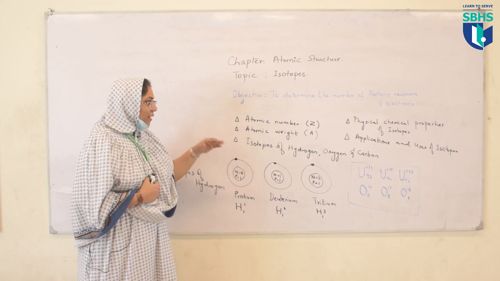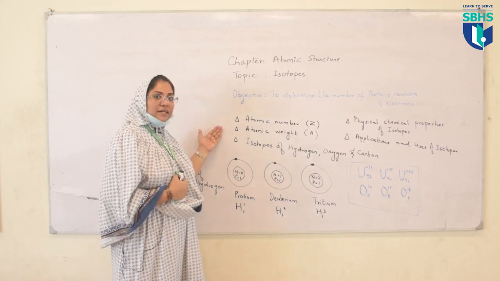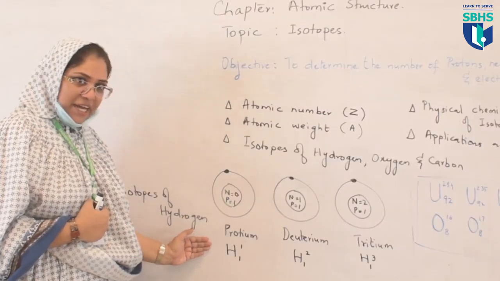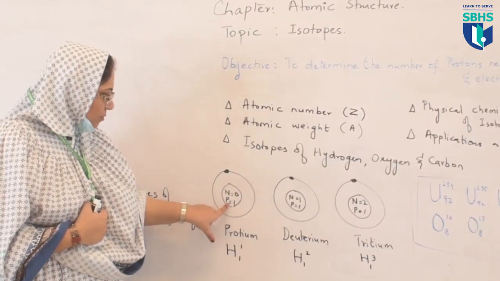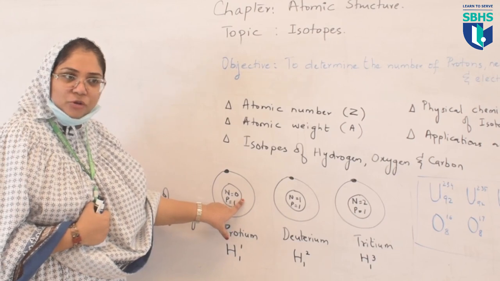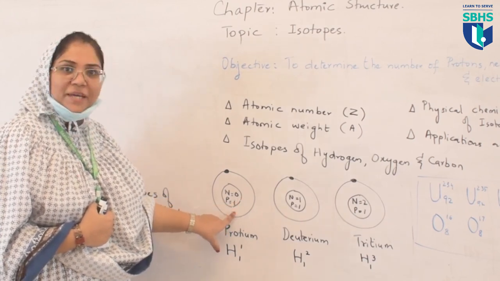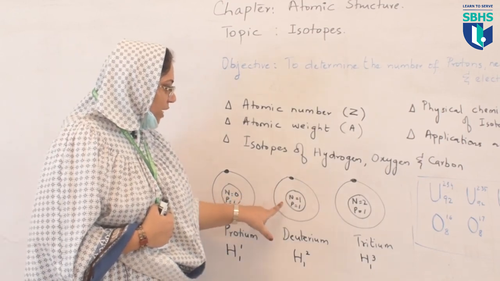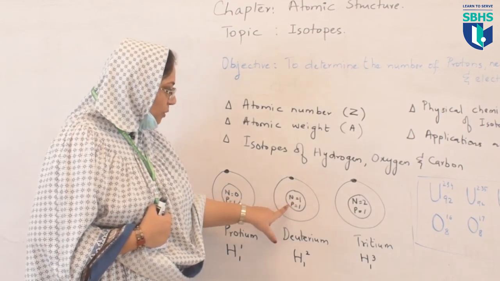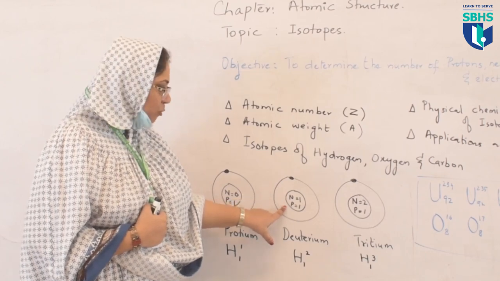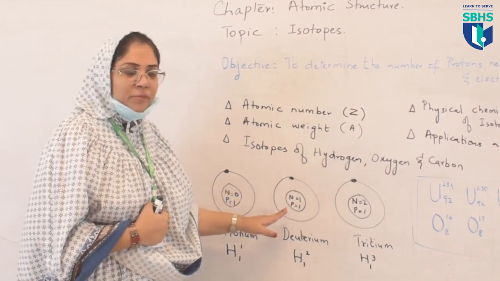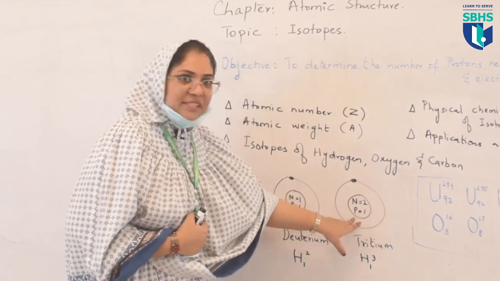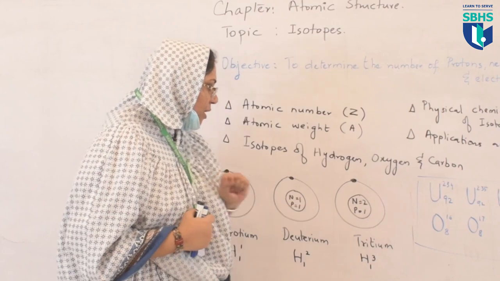Now, as I have said, the atomic weight is the sum of protons and neutrons. So the atomic weight of protium is 1, because the neutron here is 0. The sum of neutron and proton will be 1. Over here the atomic weight of deuterium is 2, because the neutron is 1 and the proton is also 1. So the sum of neutron and proton is 2. And over here it is 3, as the sum of neutron and proton is 3.